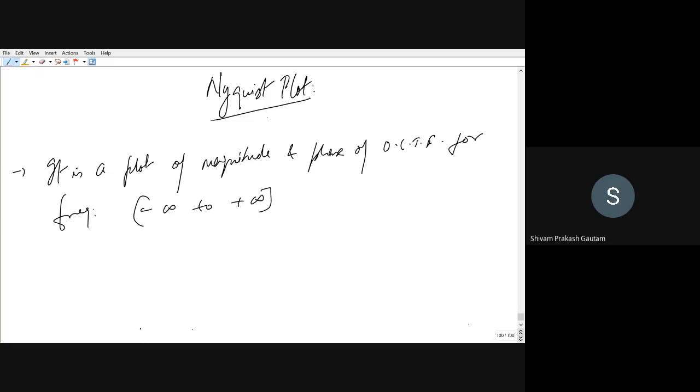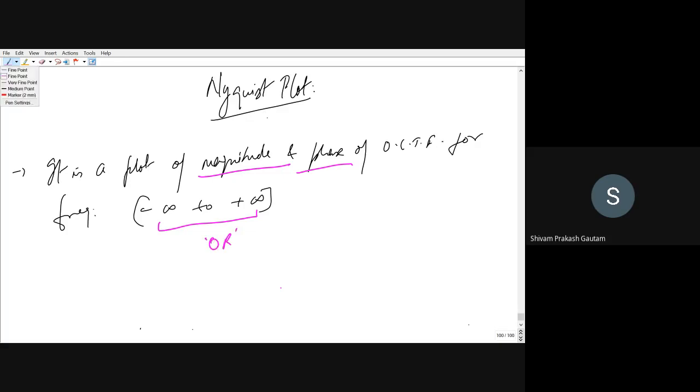Whereas if we see the polar plot, it is only from 0 to infinite, whereas a Nyquist plot is a plot of magnitude and phase, right? Both the things will remain same because we are dealing with the frequency response. So the only variables which we are having is magnitude and phase. And upon analysis of this magnitude and phase, we will be in a position to comment upon this system, right? So it is a plot of magnitude and phase of open loop transfer function for frequency range minus infinite to plus infinite.